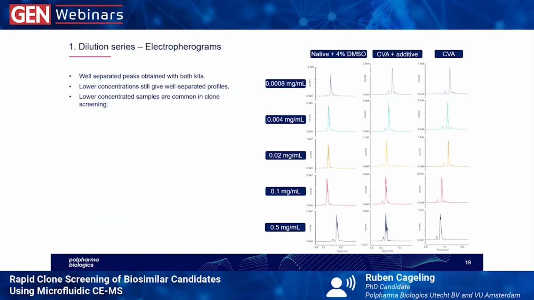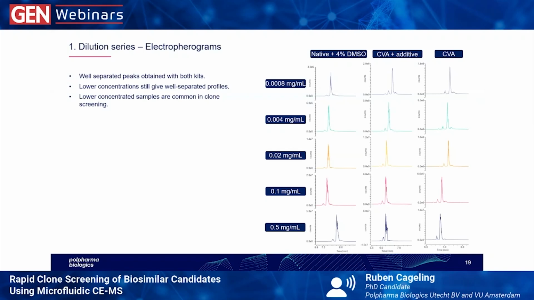Here are the electropherograms of the dilution series, and you can see that for all 3 BGEs, even at the lowest concentration, you would get signal, and you could easily distinguish between the acidic, basic, and main peak. However, what is clear is that with the CVA kit, you could better distinguish the second basic peak in the electropherograms, which is hardly visible with the native kit, and the overall peak shapes are better.